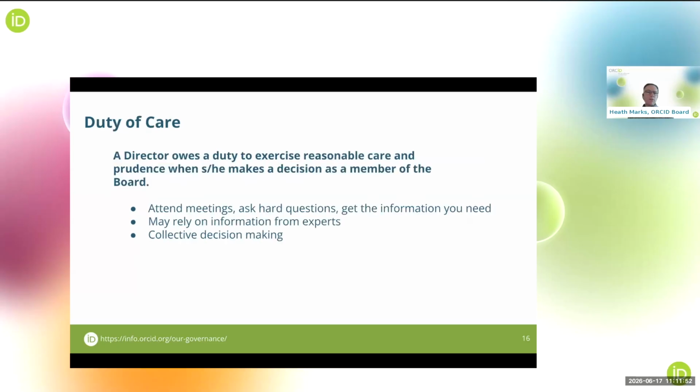A director owes a duty to exercise reasonable care and prudence when they make a decision as a member of the board. Importantly, for example, attending meetings, asking the hard questions, and getting the information that the director needs to make the right decisions. The director may rely on information from experts as part of making the decisions, and is also involved in collective decision making. So, working very closely with other directors and also understanding the views and opinions of management in making those decisions. So that's the first one, duty of care.